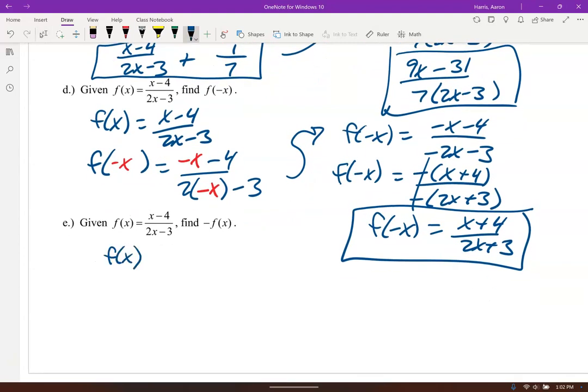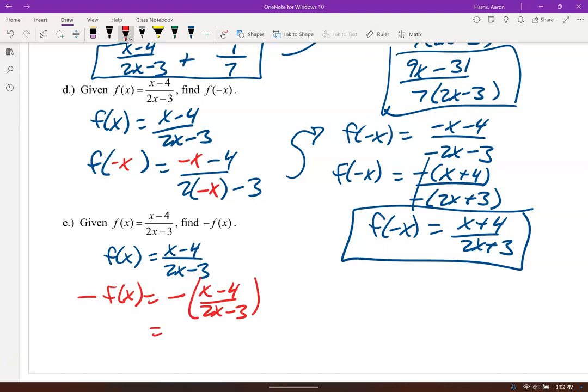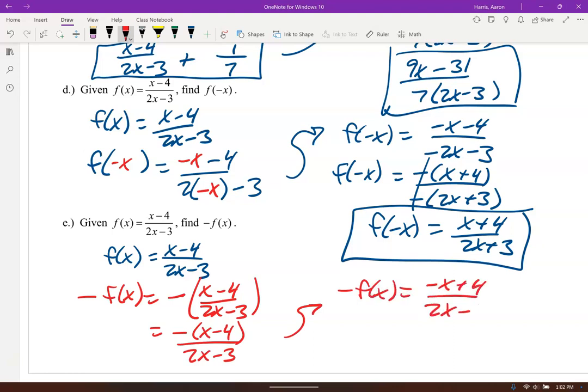Well, in this one we have f of x equals x minus 4 over 2x minus 3, and we're finding negative f of x. So it'd be negative the original. You could write it like that. You could also write it like this. You could even distribute it. Any of those. I'd probably stop right there.